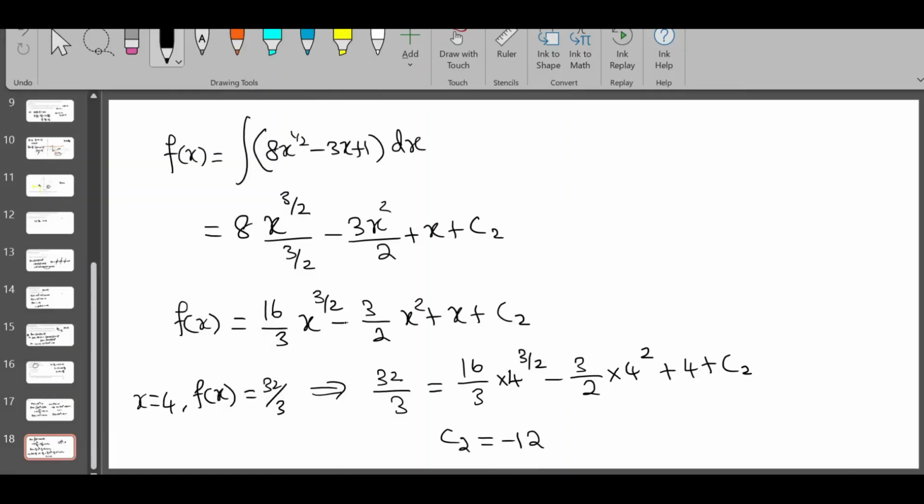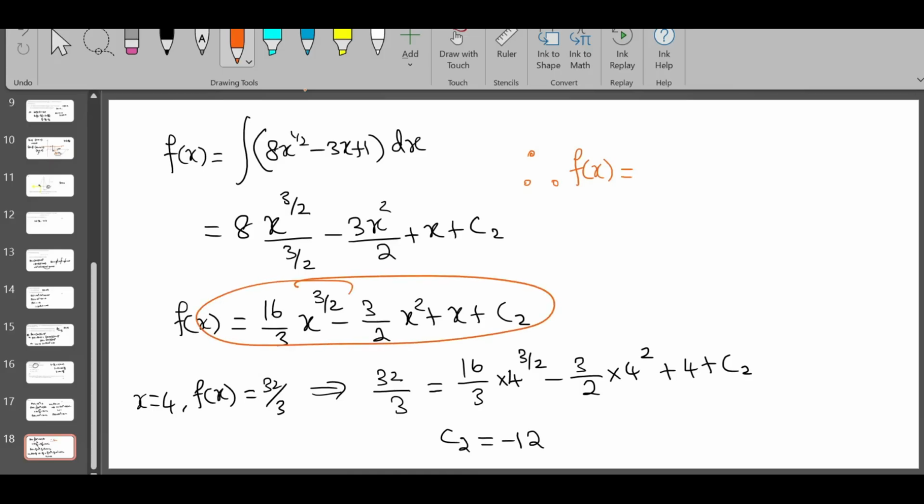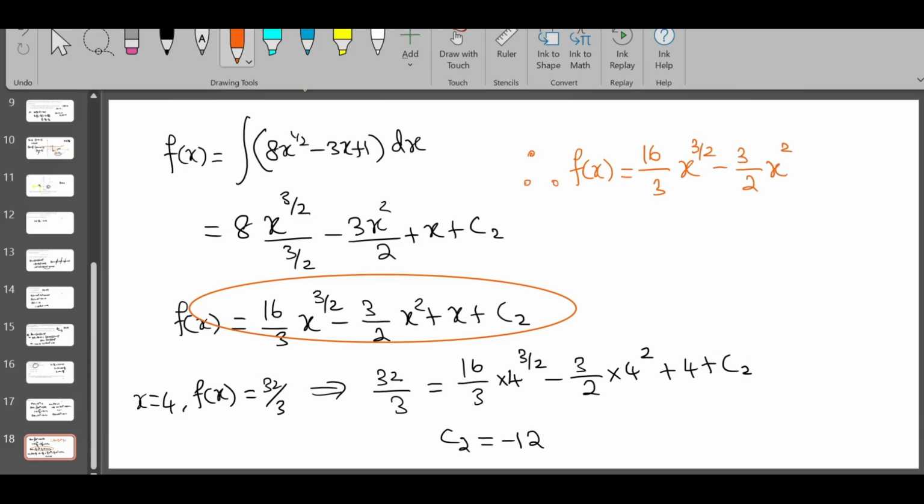So don't stop right here. You need to rewrite the function again at the end, otherwise you will lose a mark. f of x is equal to, write this function with the c2 value, 16 over 3 x power 3 over 2 minus 3 over 2 x square plus x minus 12. That's the required function.